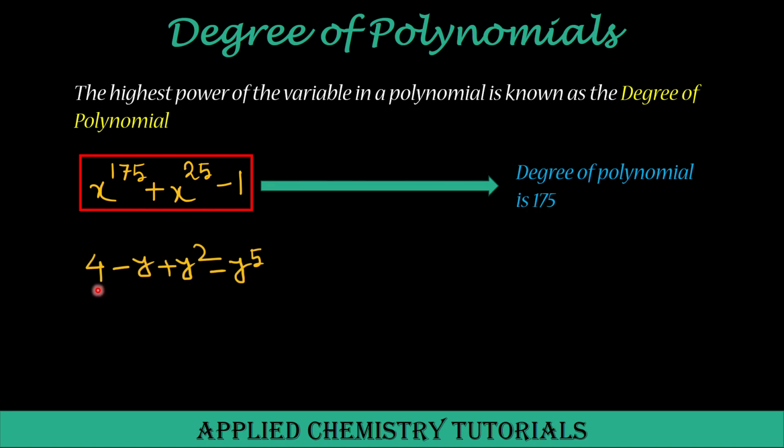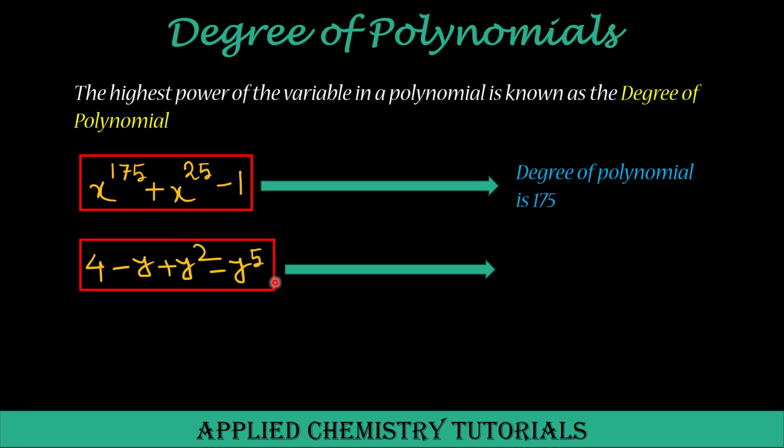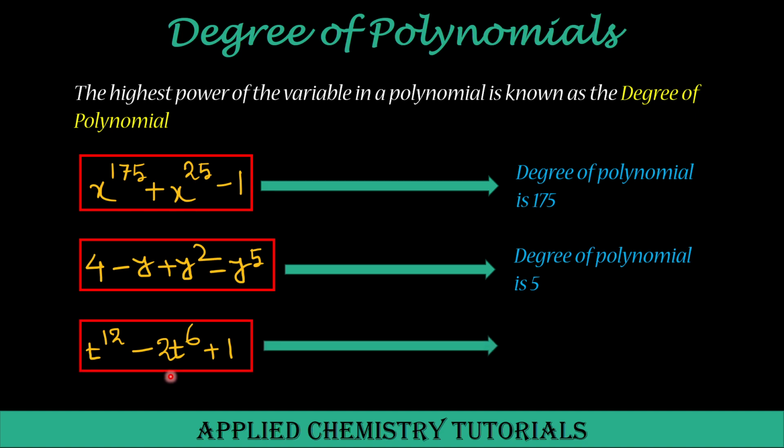Another example, in this polynomial we can see the highest power is 5. So the degree of this polynomial is 5. Another example, we can see the highest power is 12. Therefore the degree of the polynomial is 12.